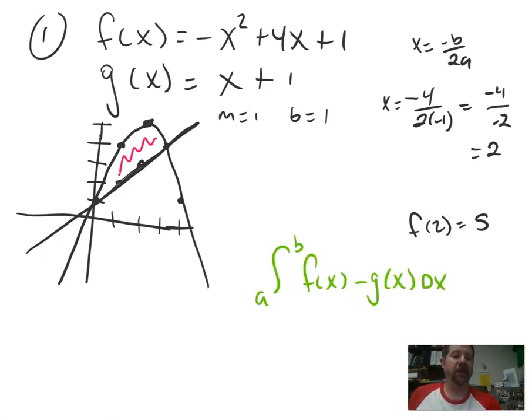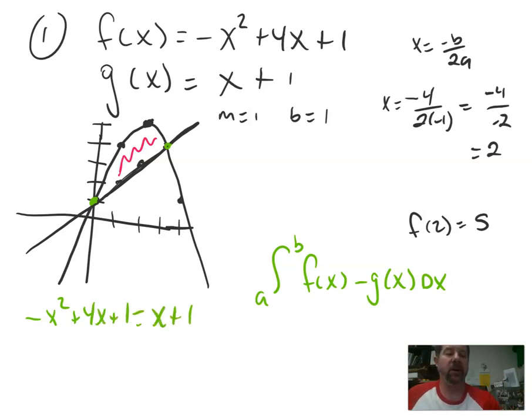All right, and to find the area between the two curves, again, it's always the top curve, which in this case is f of x, minus the bottom curve, which in this case is g of x. Convenient, that works out for us. And a to b, again, are the points where they intersect. So I need to go find out where these two graphs intersect. And to find out where they intersect, you are going to set them equal to each other. So negative x squared plus 4x plus 1 equals x plus 1.